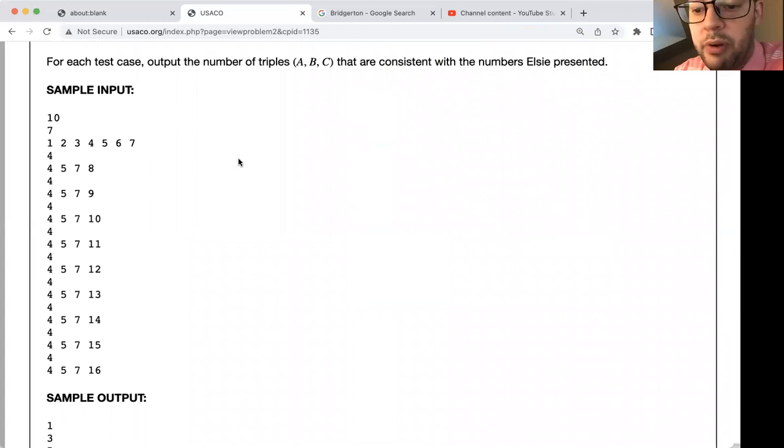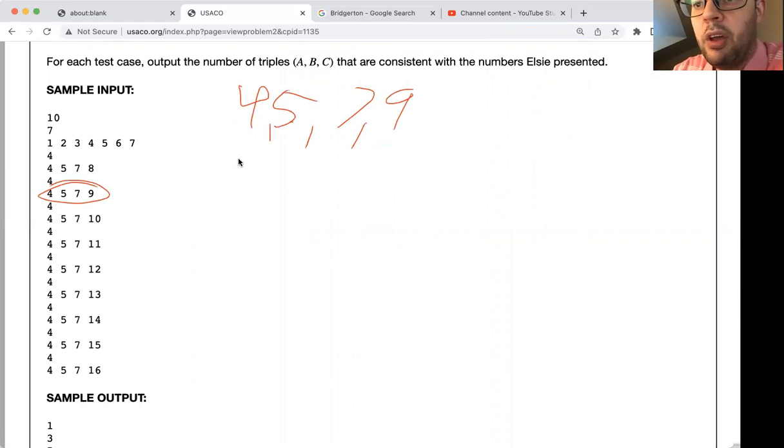For any one of these number sets, we start by loading in the number set. Let's go ahead and just do 4, 5, 7, 9. So we get 4, 5, 7, and 9. We load those into some sort of a container. We then have to add to the container every possible difference of any combination of 2 of them, provided that difference is greater than 0.